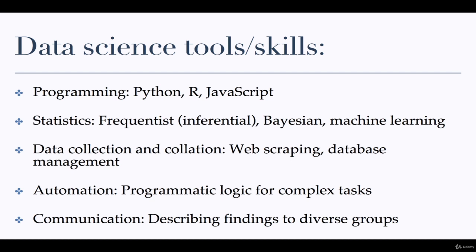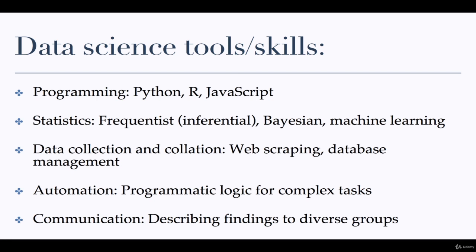We do a lot of automation. So once we have our data, we have to do a lot of cleaning or adjusting. So we build programmatic logic for complex tasks, meaning we have a lot of information, and we parse and pick the things that we need, and that can a lot of times be kind of complex in terms of logic.